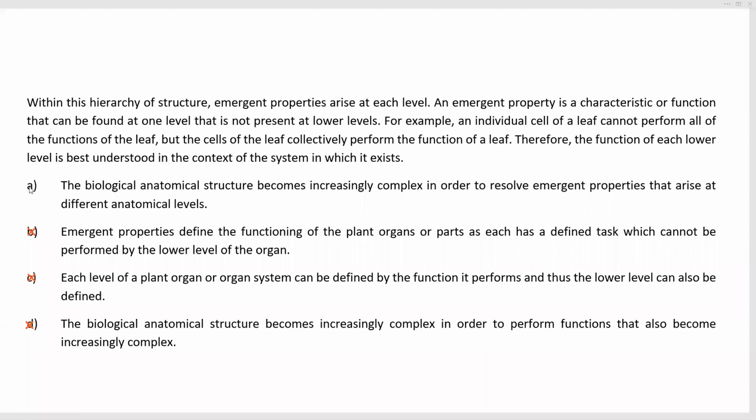Thus, we have no other choice but to qualify A. It is not perfect, but it is closest. It is, out of these options, the best option available. Hence, the correct answer is option A.